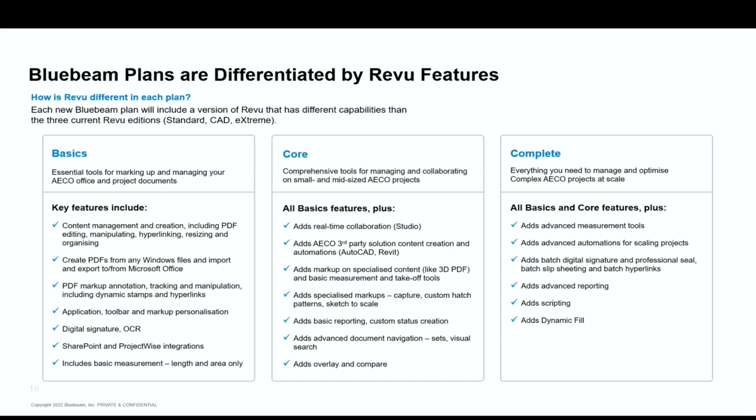Then you go up to complete. Complete adds advanced measurement tools, so it adds the dynamic fill. It adds the integration with Excel for quantity linking, doing takeoffs. It adds all the batch features for advanced sort of automations, batch digital signature, batch hyperlinks, slip sheeting, that kind of stuff.